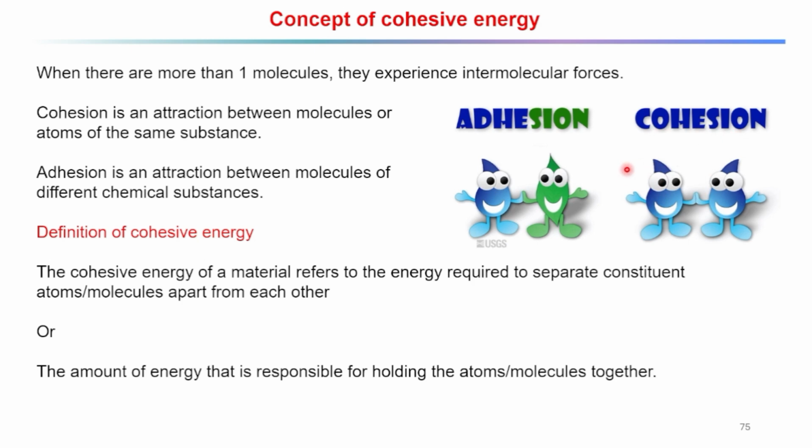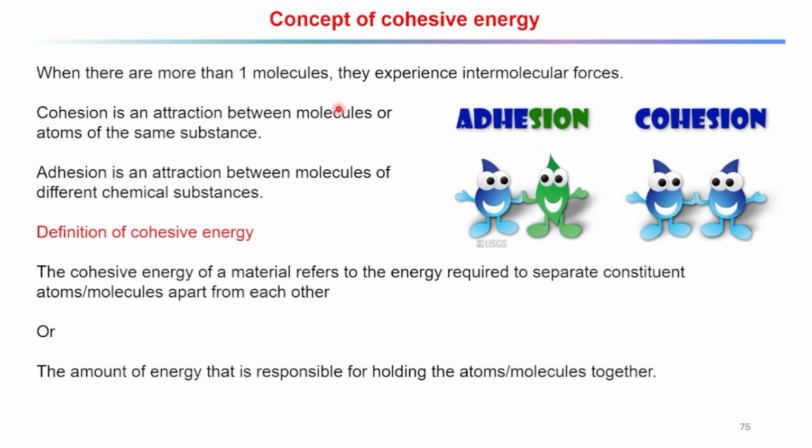For example, if you have a group of boys, all are boys, so that defines cohesion. And if you have a mixture of boys and girls, that tells adhesion. So cohesive energy or cohesion is related to similar types of molecules or atoms, whereas adhesion is related to different types of molecules or atoms.